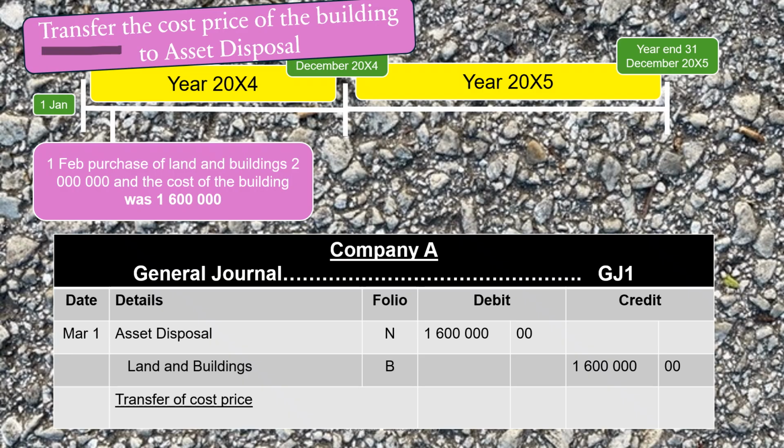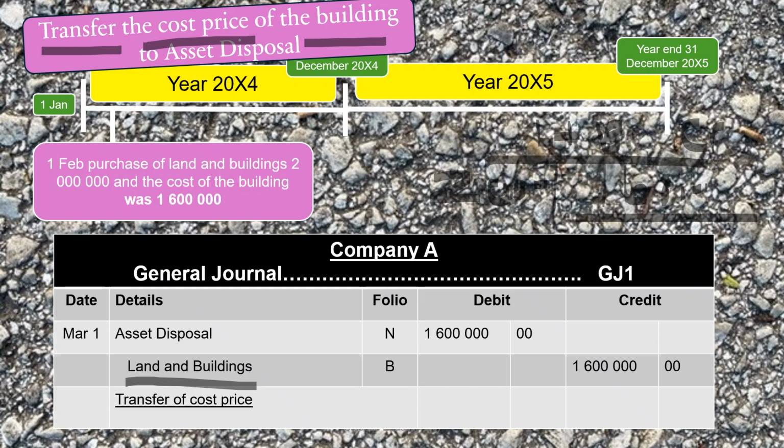Now we've got to transfer the cost price of the building to asset disposal. Hopefully you can see here with this black background, but you had land and buildings, and in land and buildings there was 2 million. There should be more notes, but you'll get the idea. It says transfer the cost price of the building to asset disposal. The cost price of the building was 1.6 million. So land and buildings, this is the credit side, gets credited with 1.6 million.